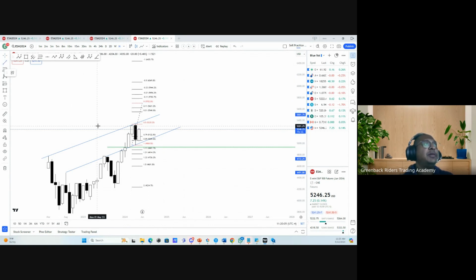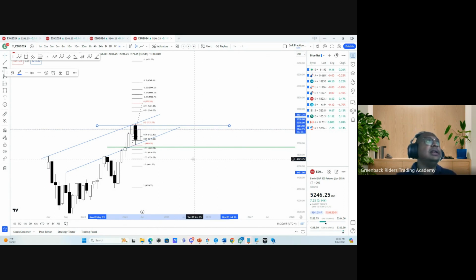I hope that makes it clear. If anyone has any questions, please put them in the chat. This is what we are looking at on the monthly chart. Now we will go down and look at the weekly chart from here. Before that, I would like to pause and see if anyone has any questions. Please type them. I'll wait for half a minute.